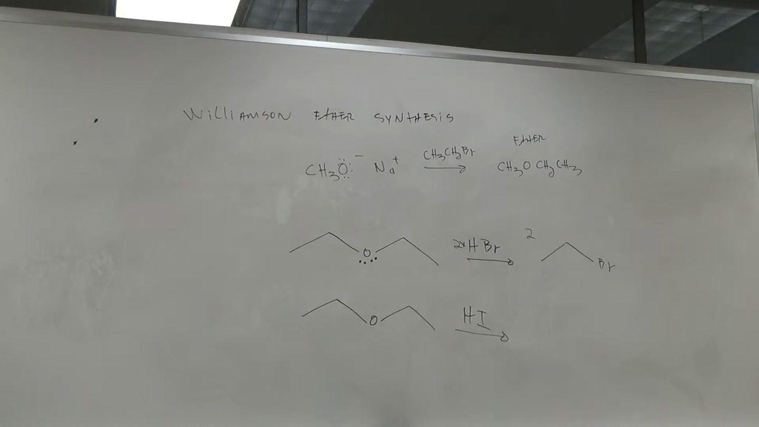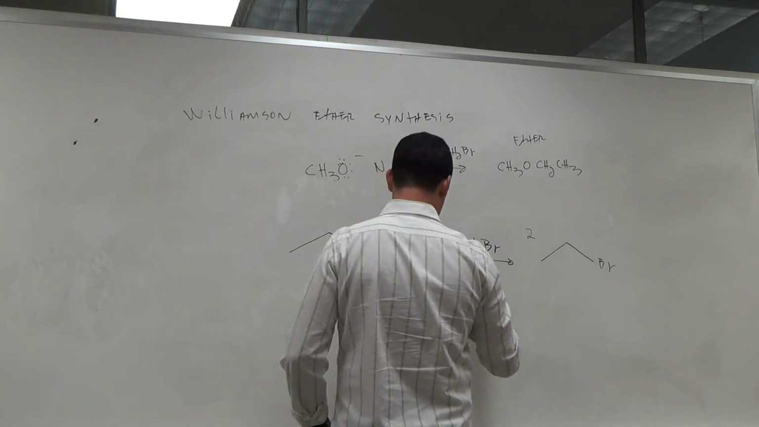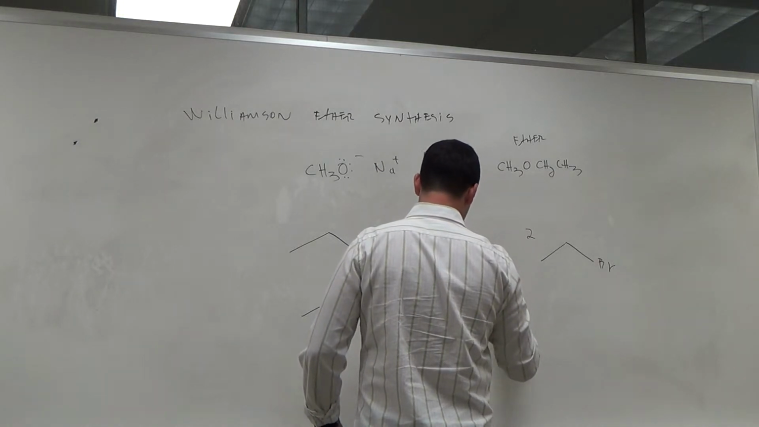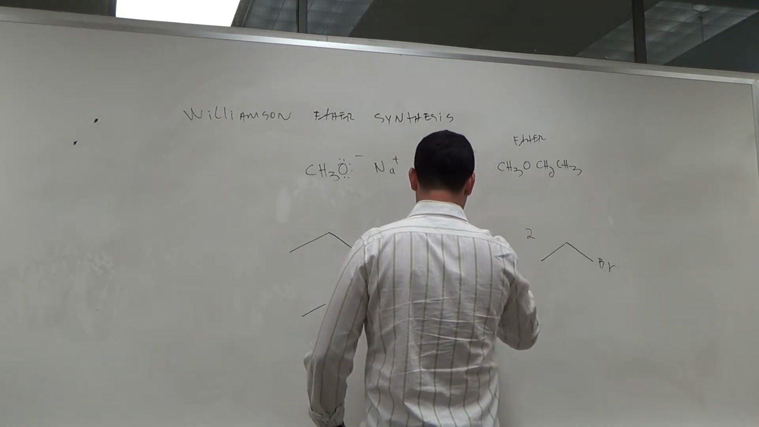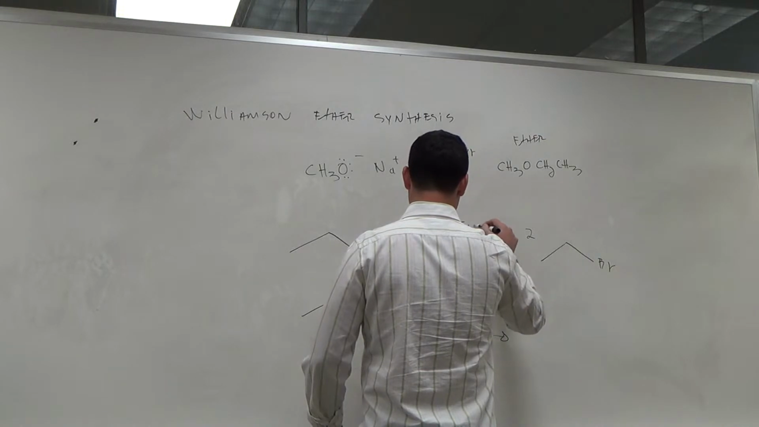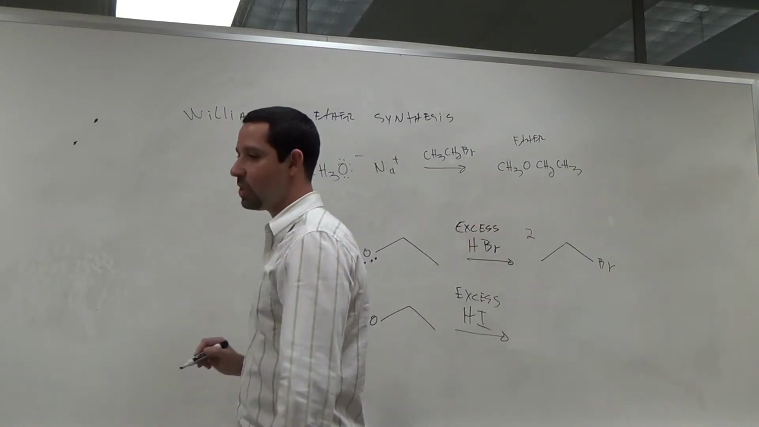Is that 2 HI? Yes, it is 2 HI. It is all the HIs you want. Let's say X's. Let's not even say 2. You like everything in excess, don't you?